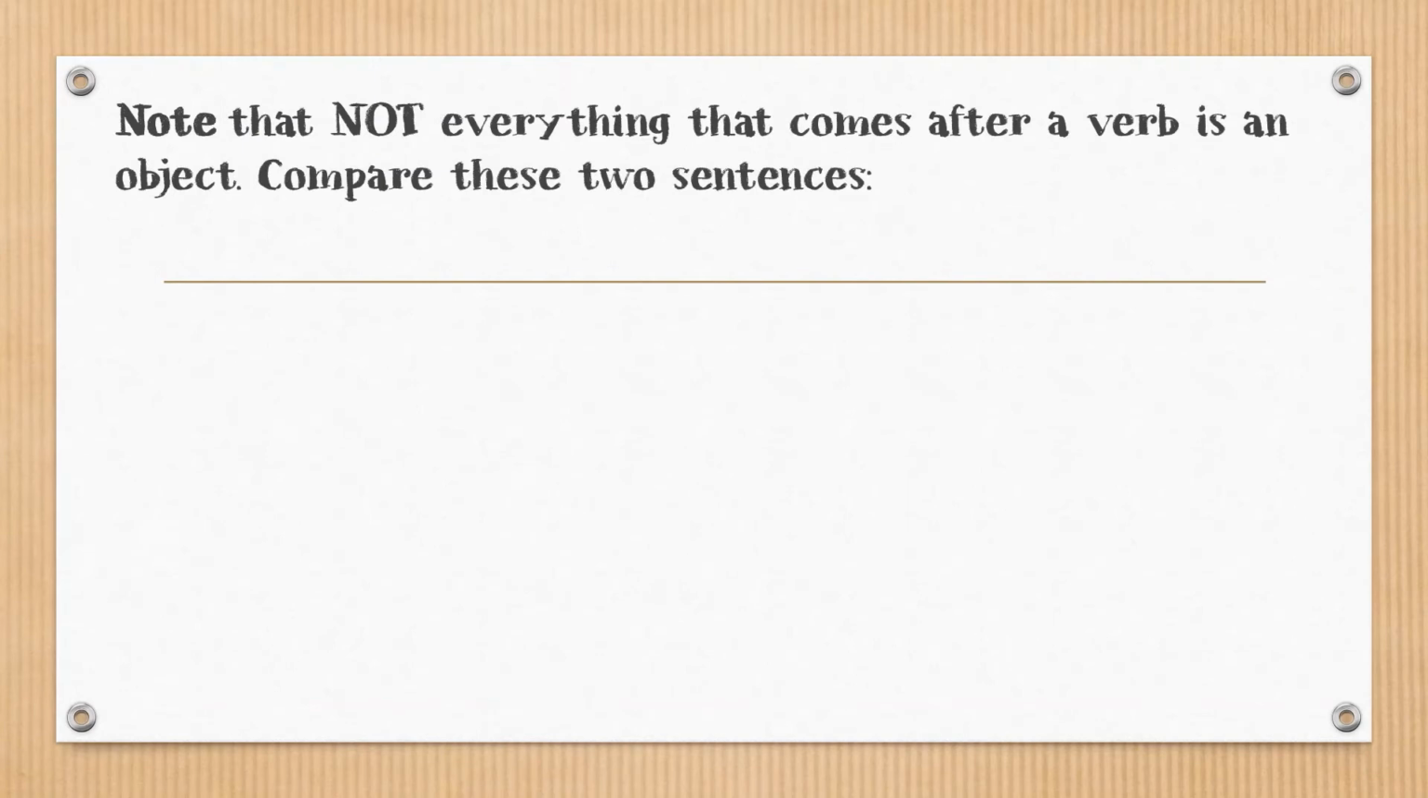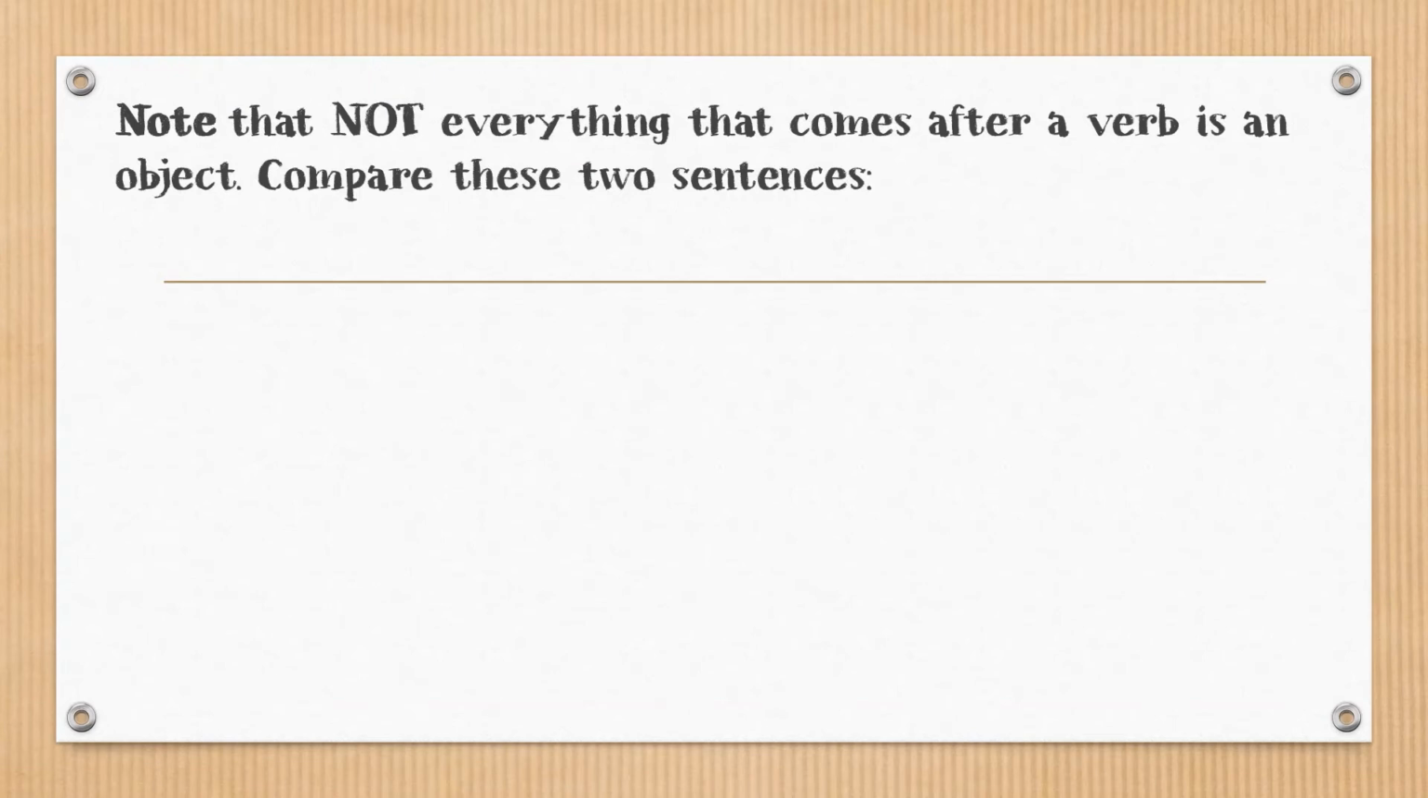Okay, next, we have to remember that not everything that comes after a verb is an object. Selepas verb tu, tak semuanya ialah objek. Okay, dengan itu kita tengok how to differentiate, sama ada dia itu adalah objek ataupun bukan.